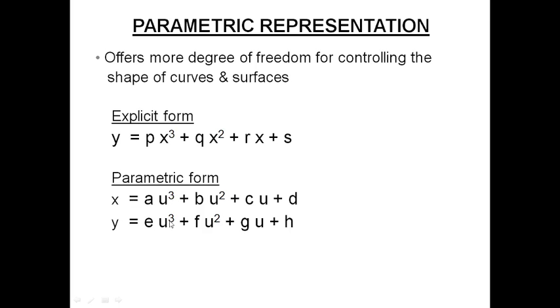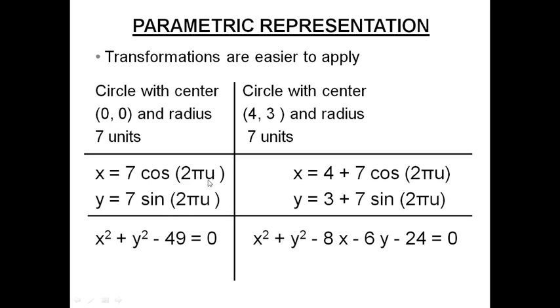So that means you are controlling the equation with the help of 8 different coefficients. So that means more freedom is available in the parametric form of representation than the explicit form of representation, or for that matter the implicit form of representation. Now in this representation, you can easily do the transformation.